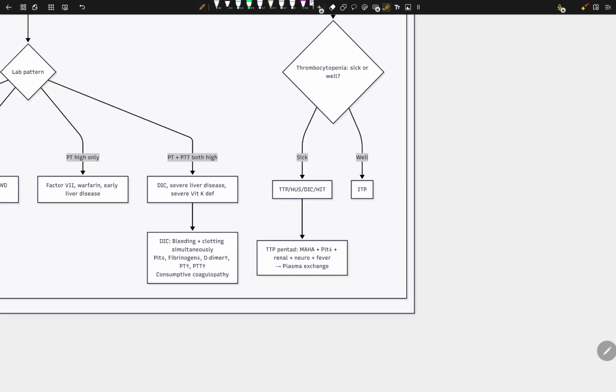Now, in TTP, how does MAHA happen, how does this microangiopathic destruction happen? In TTP, we have ADAMTS13 going down due to deficiency. Now ADAMTS13 actually clears these large von Willebrand factor multimers. Remember the word multimer. Without ADAMTS13, we have a lot of von Willebrand factor. Now these von Willebrand factors are super sticky.